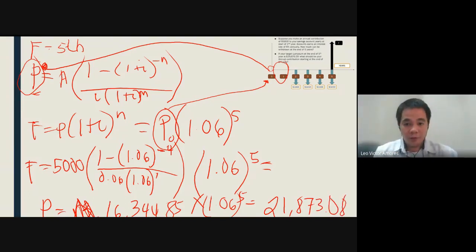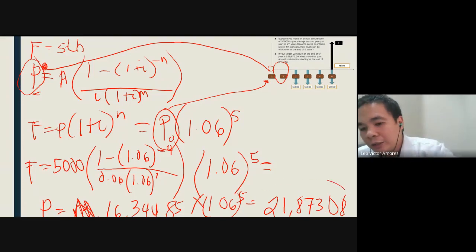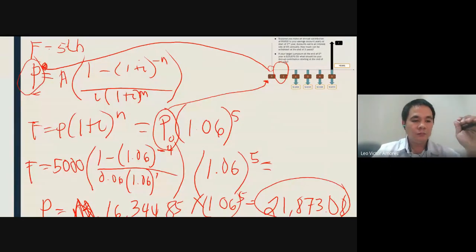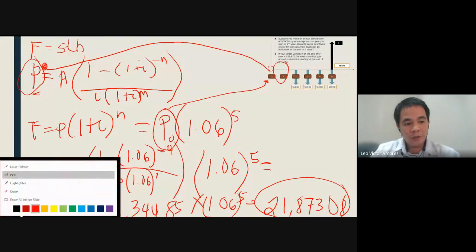There is a noise outside. So, the answer is 21,873.08. Any question? If you have no question, then I'll be erasing that one. I'm going to erase it.